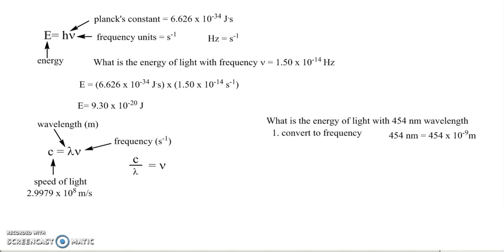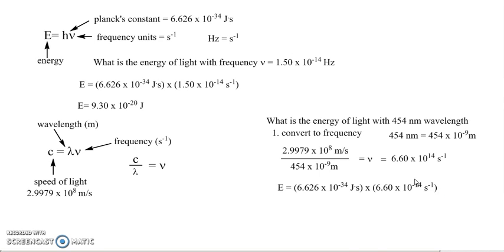My frequency is going to equal the speed of light divided by my wavelength, and that is going to equal 6.60 times 10 to the 14th seconds to the -1. Now that I have my frequency, I can use this first equation to find my energy, just plugging this number into the first equation. So my Planck's constant times my frequency, and when I plug that into my calculator, I get 4.38 times 10 to the -19th joules.